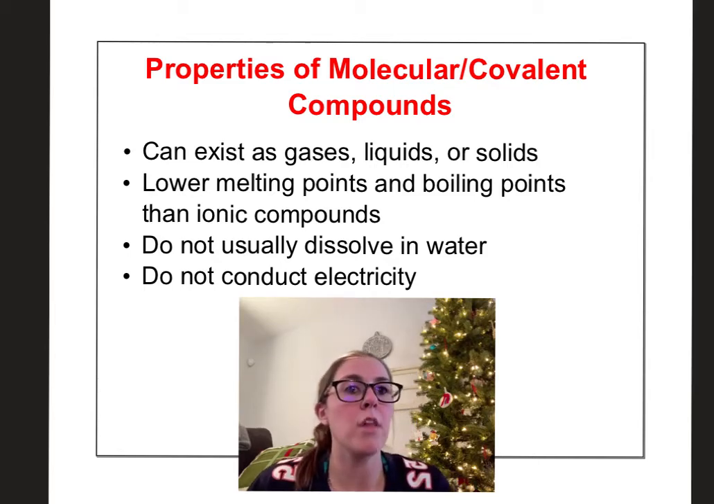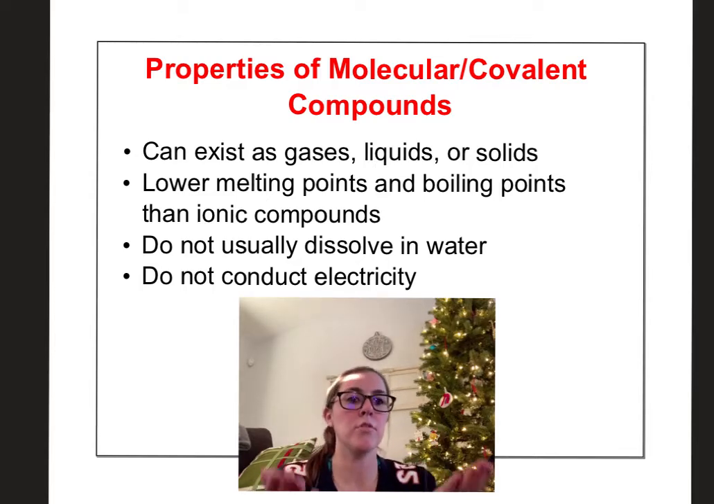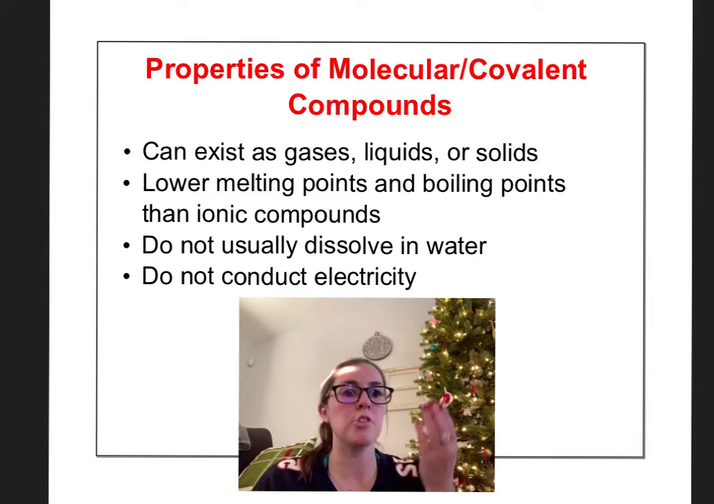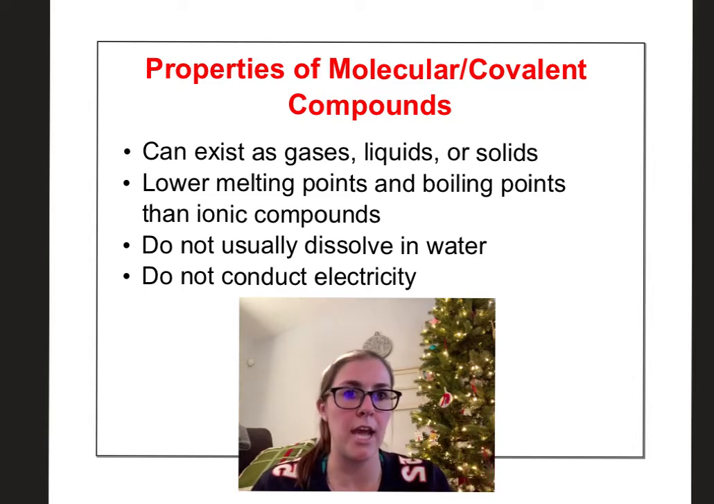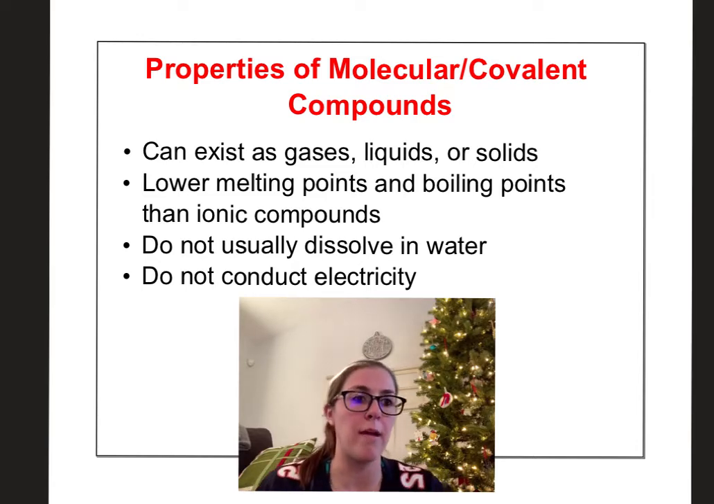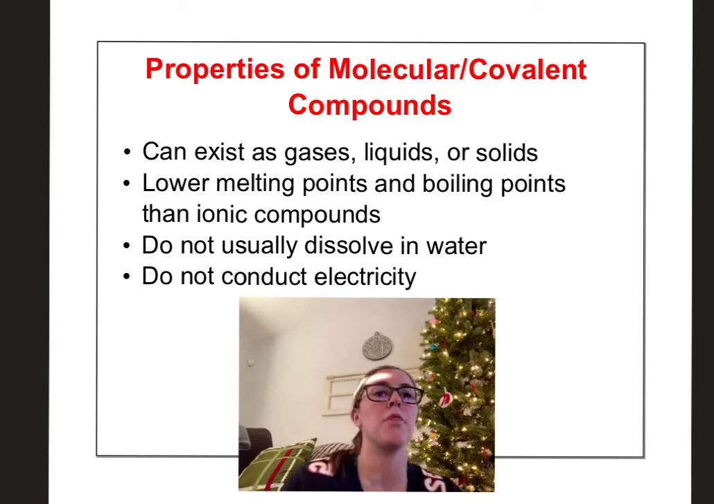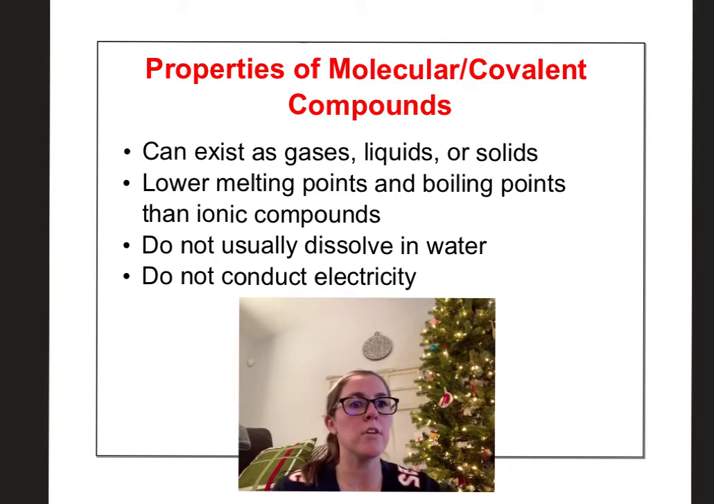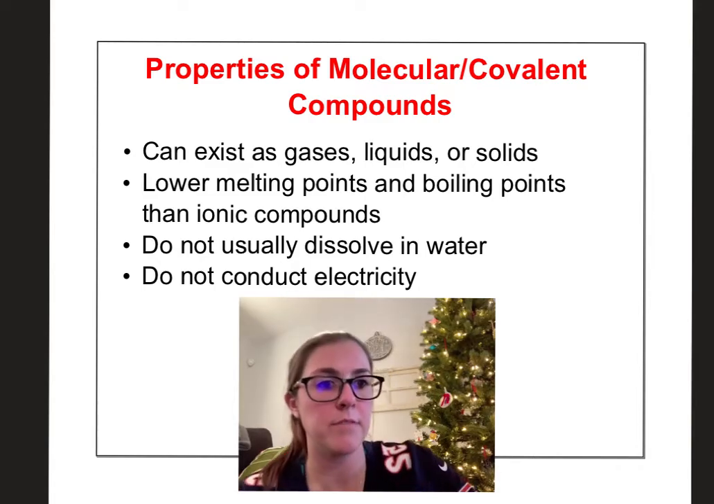Typically, though, they will have lower melting points and boiling points compared to ionic. So if I'm comparing two things, one's ionic, one's covalent, the covalent thing will melt at a lower temperature and boil at a lower temperature compared to the ionic one. They don't usually dissolve well in water, and they do not usually conduct electricity, so we're not able to transport that electric current through the substance. So again, there are a few exceptions, but these are kind of the norms of properties you can expect if you have a chemical that is covalently bonded.